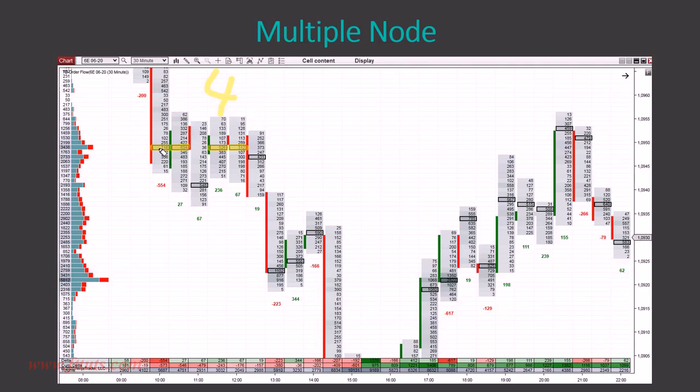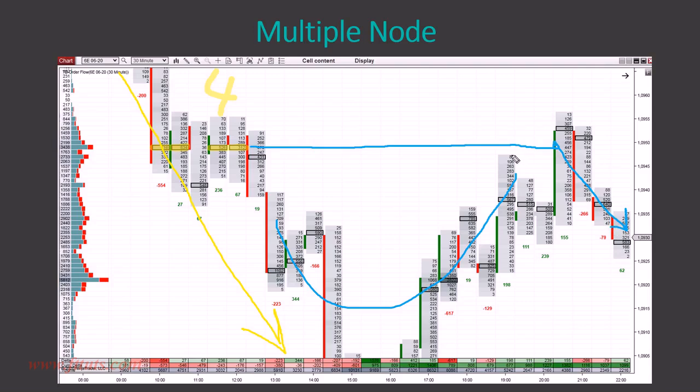This definitely is a significant area where sellers were adding to their selling positions to push it further downwards into the downtrend. What you do is you wait for a pullback. This is the resistance, this is your resistance level. You go short from there.